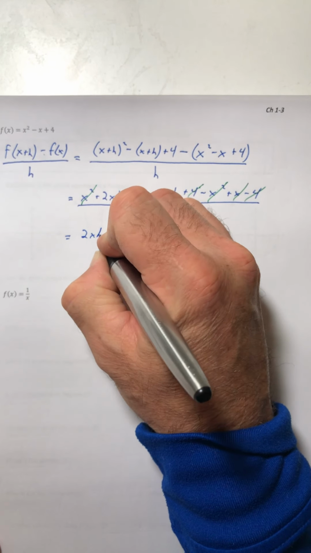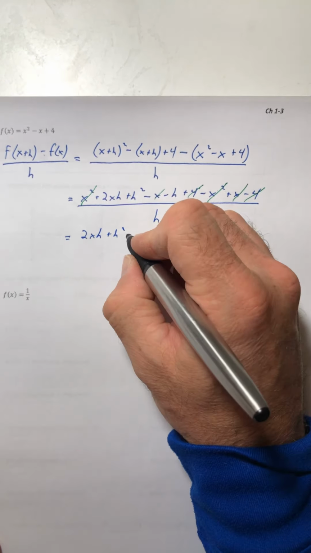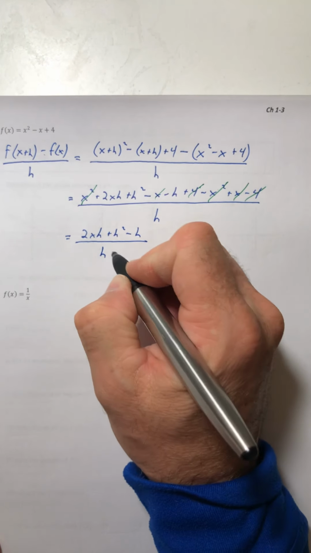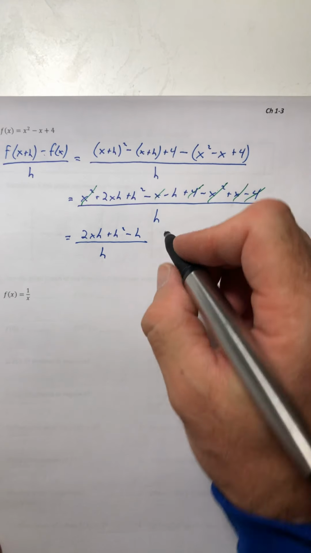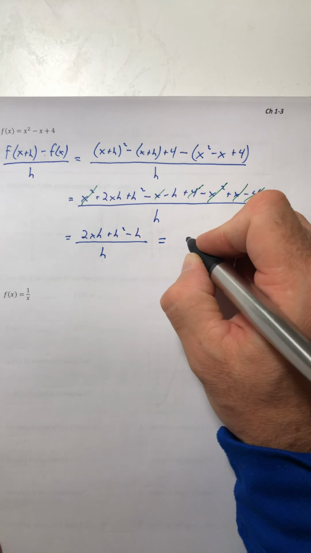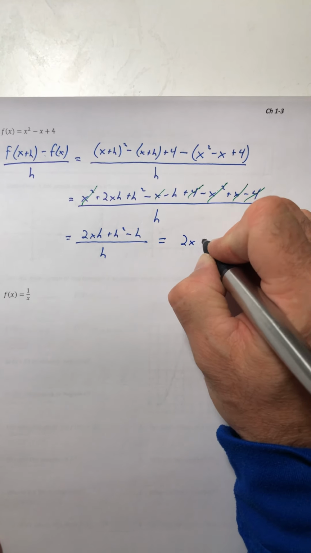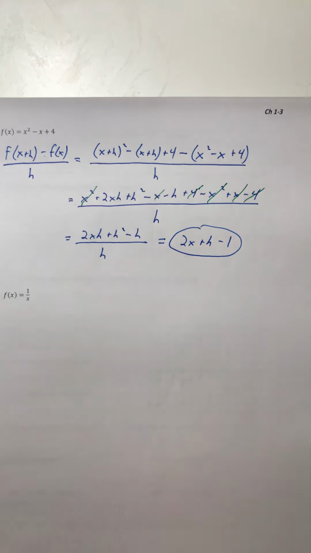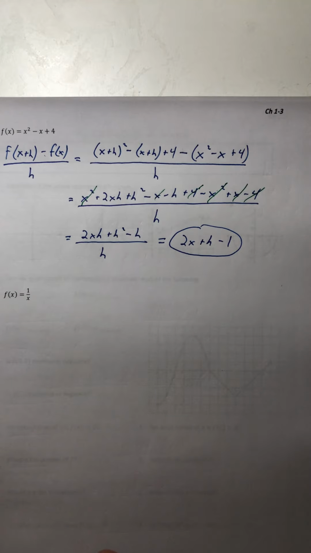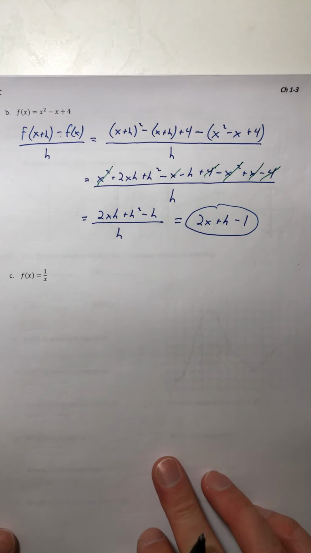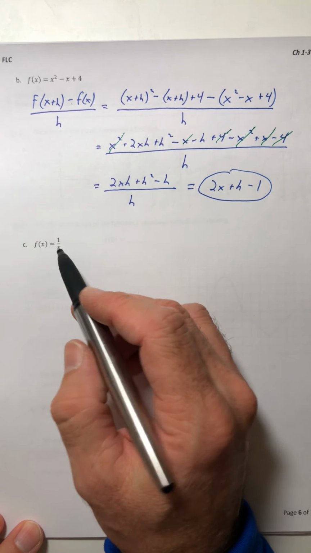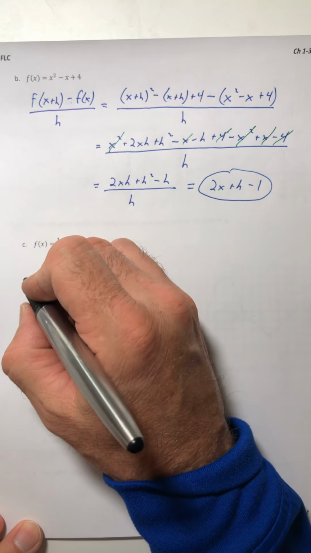So 2xh plus h squared minus h all over h. And again, you have an h in every term, so cancel an h out. And there's your answer. Now I can ask you to find this difference quotient with pretty much any type of function that you've used in previous classes, including rational functions.